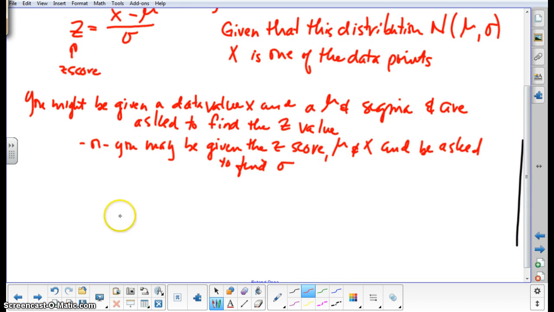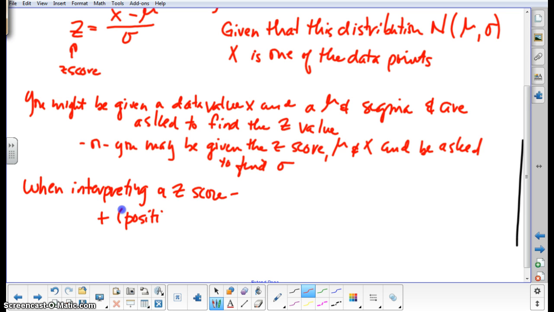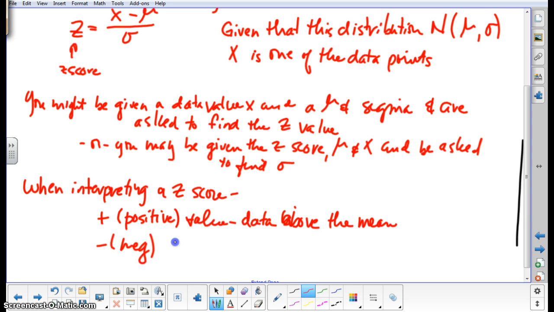Okay, just as a rule of thumb, when interpreting a z-score, a positive value refers to data above the mean, and a negative value refers to data below the mean.